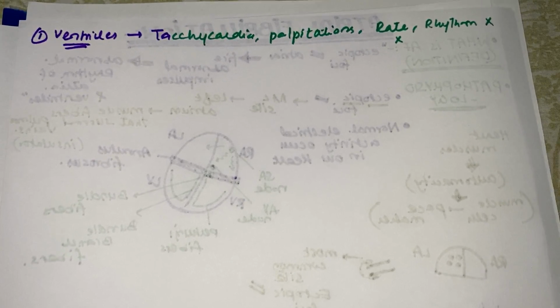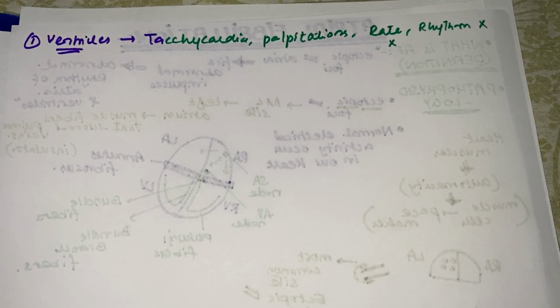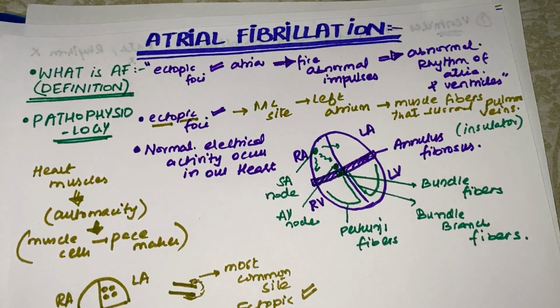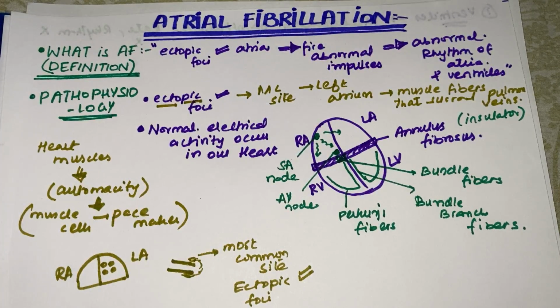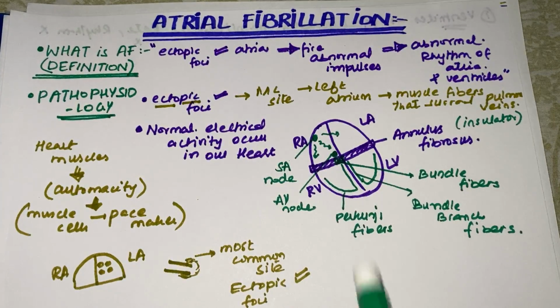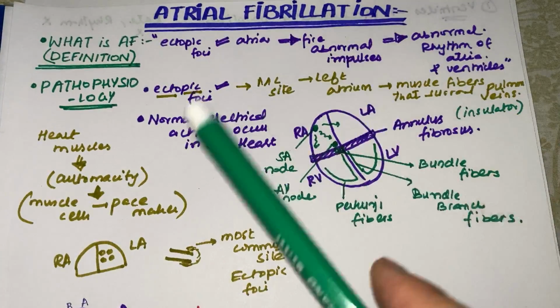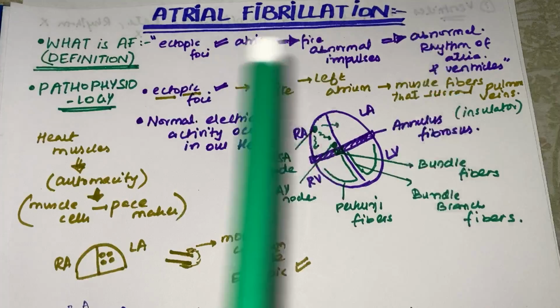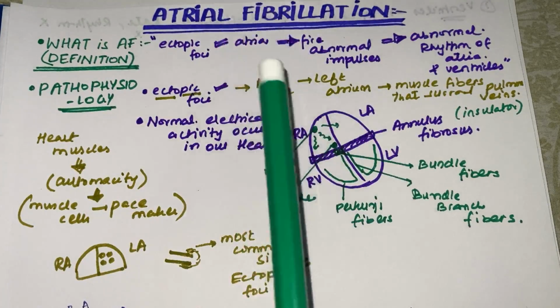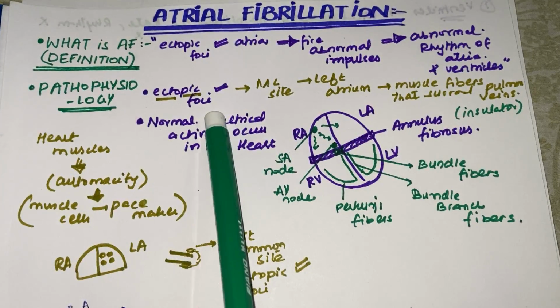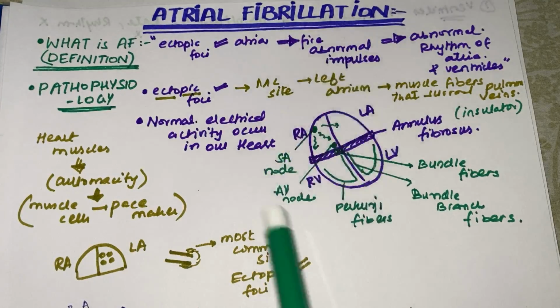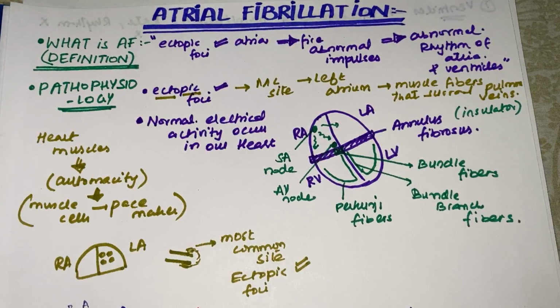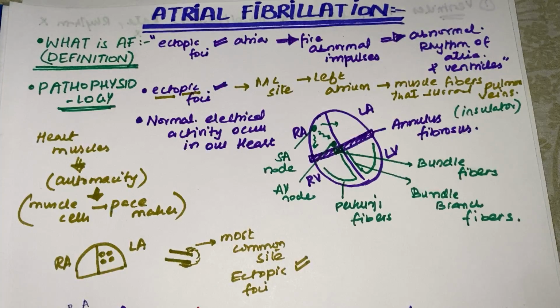Just a brief overview of the whole topic we discussed: the pathophysiology of atrial fibrillation and the causes of atrial fibrillation. What is atrial fibrillation? Atrial fibrillation is when ectopic foci are formed within the atria, and these ectopic foci start to fire abnormal impulses, leading to abnormal rhythm of the atria and the ventricles. Within the pathophysiology, the most common site of the ectopic focus is the left atrium, and more precisely, the muscle fibers that surround the pulmonary veins. So that is the most common site.